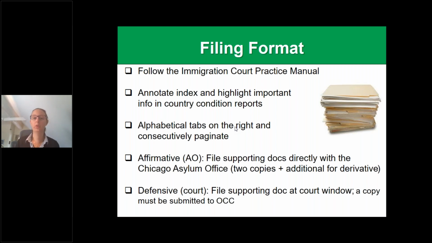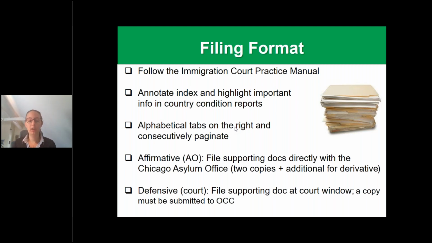You, again, are going to want to have your index of all the documents that you're submitting. You're going to want to annotate that, particularly with your country conditions evidence. You'll want to highlight important information in the country conditions reports, and you can put the really important quotes in your index so that the judge can see it right away. In immigration court, you're going to have to paginate your entire packet consecutively and have alphabetical tabs on the right-hand side so that you can find documents very quickly.